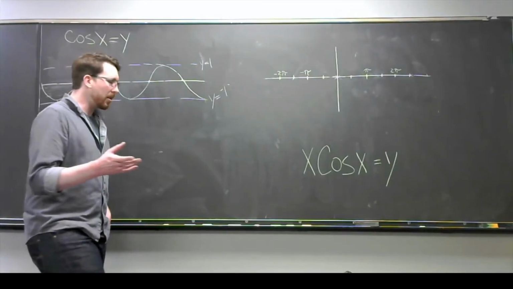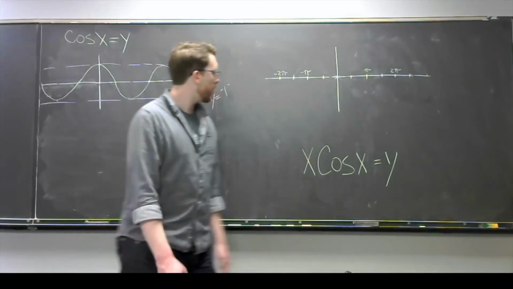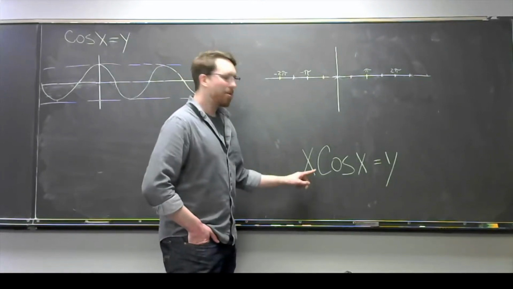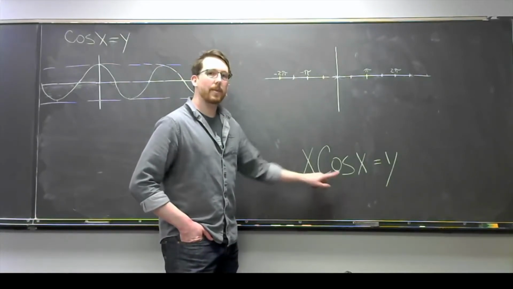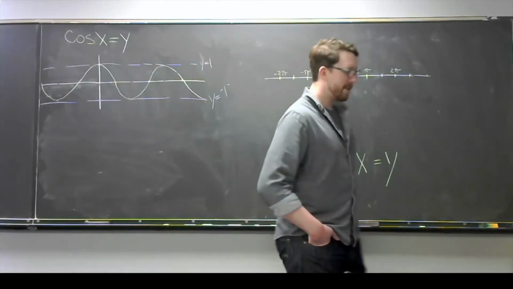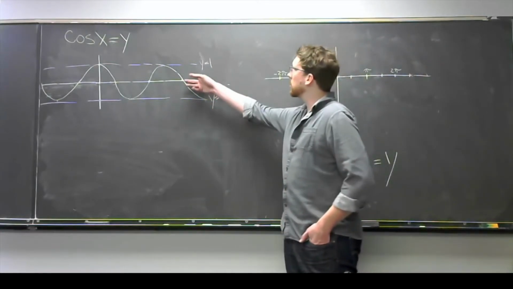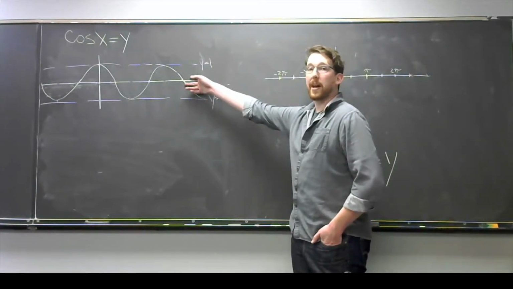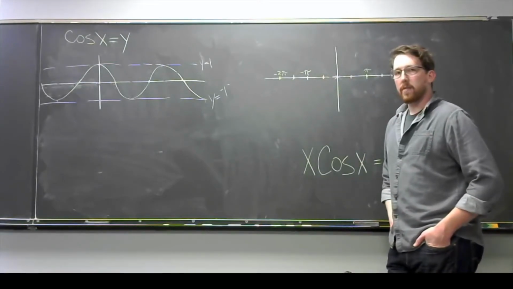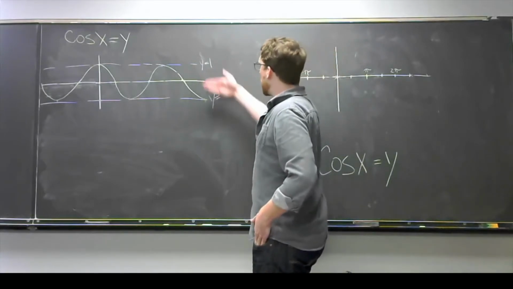So now that we've talked about all of the different trig functions, let's play with them. And let's start by trying to graph x times cosine of x. Well, to do that, let's think back to the graph of cosine of x. The graph of cosine of x, we know, is bounded between 1 and -1.